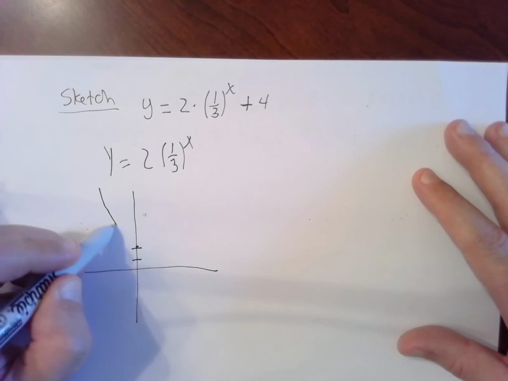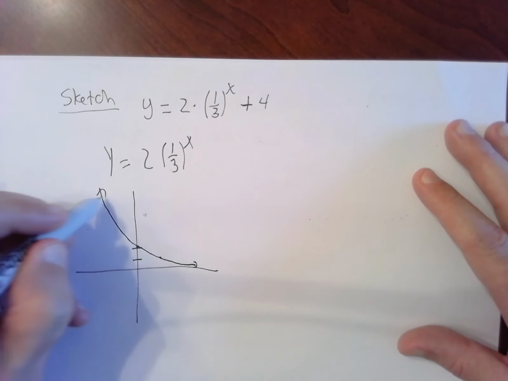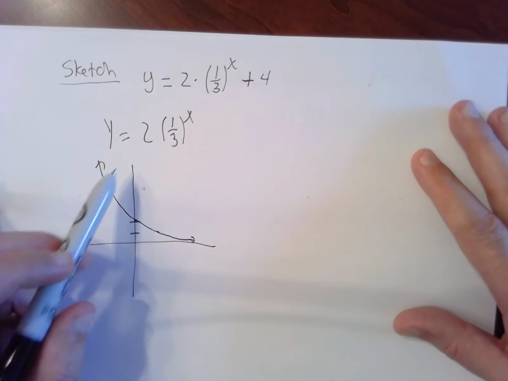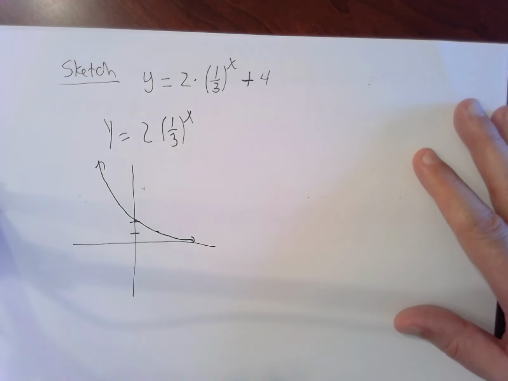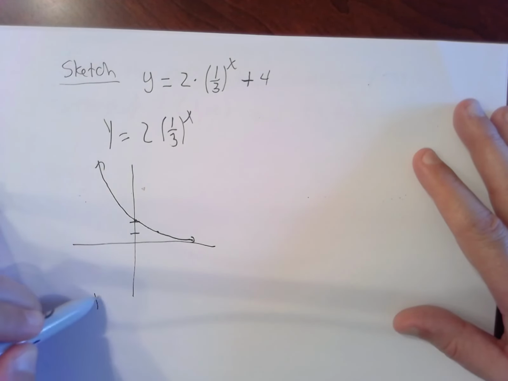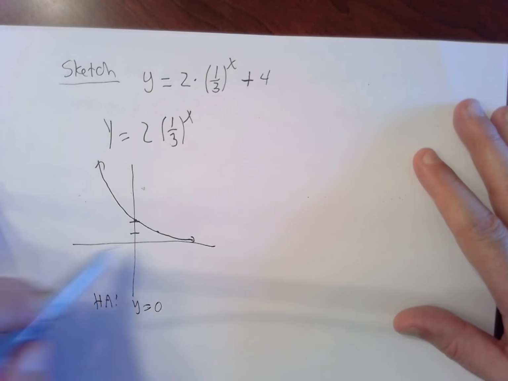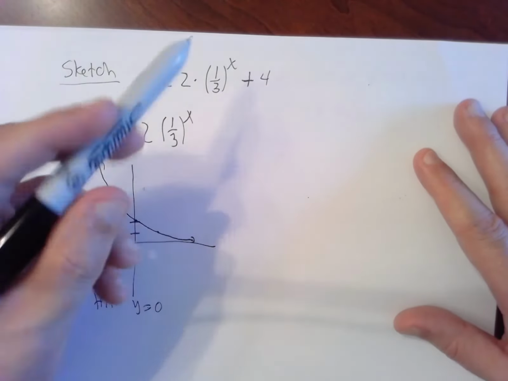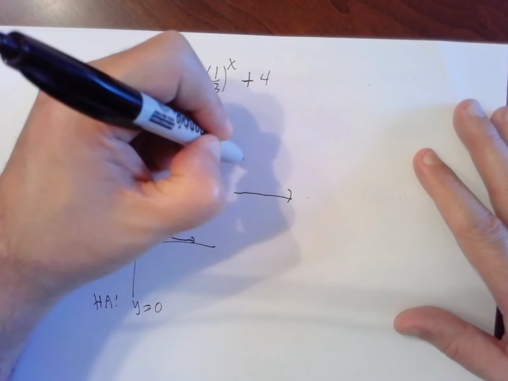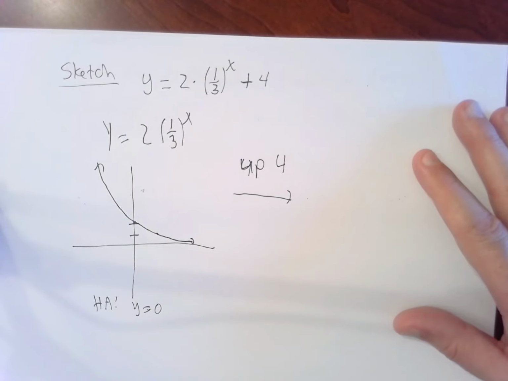So I have some graph that comes in like this. A is 2, so the y-intercept is the point (0, 2). My base is less than 1, so I have exponential decay. I have a horizontal asymptote, y equals 0, the x-axis. Now I'm going to take everything I just did and scoot it up 4. So I go up 4 units.